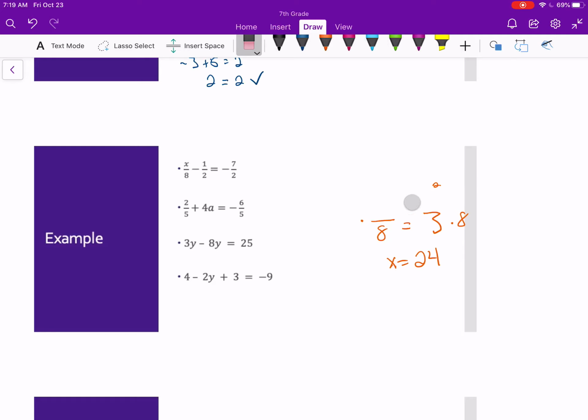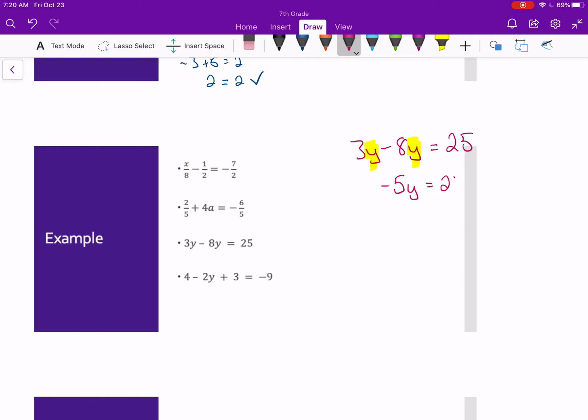All right, I'm going to skip to this third example here. We have 3y minus 8y equals 25. We don't have to distribute, but we can combine like terms on this one. So notice that they both have a y, so they are like terms. So we're going to combine them. 3y minus 8y is negative 5y. And now it's just a simple one step, so we're going to divide by negative 5. So y equals negative 5.